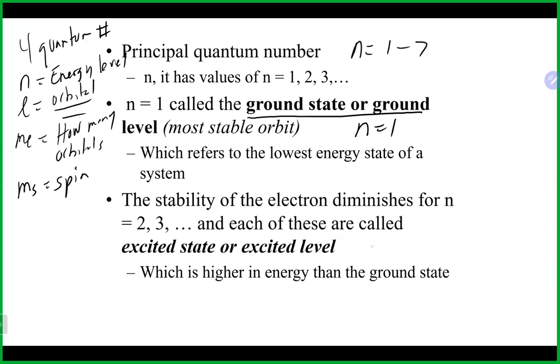Anything above that, n equals 2 through 7, those are what are referred to as excited states. And those are higher in energy. They're also further away from the nucleus as well. And these are, again, levels within the atom as to where we would find an electron flying around.